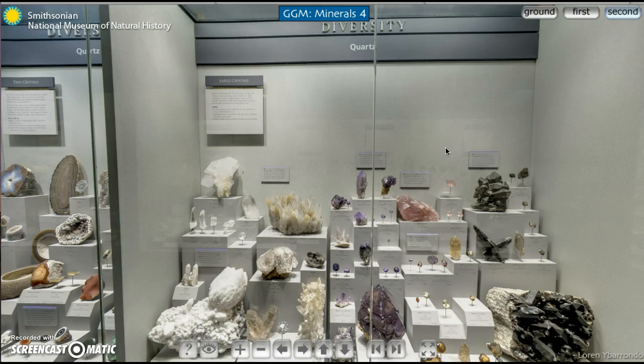I hope you really enjoyed looking at these rocks because I know I did. I hope that one day I'll be able to make students as excited as I am about minerals and rocks.